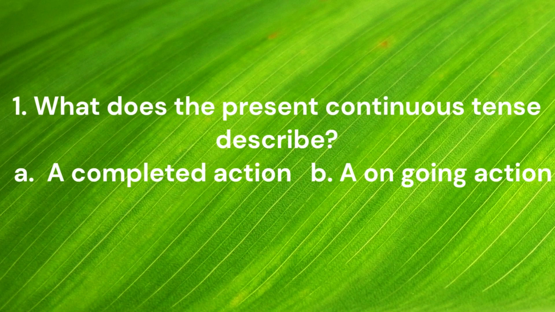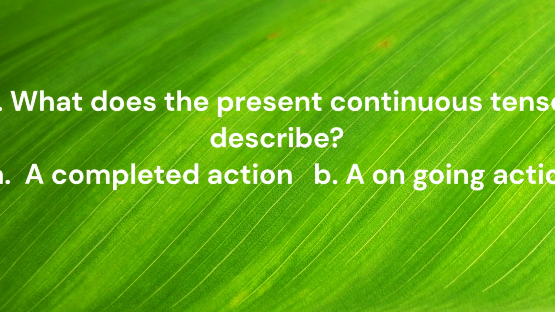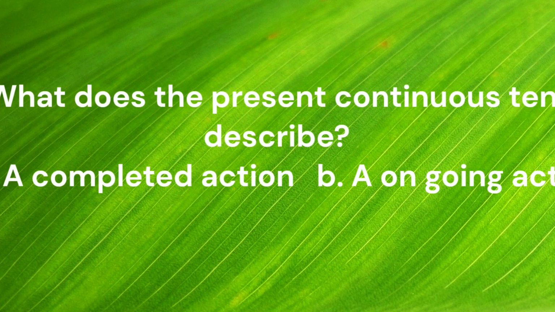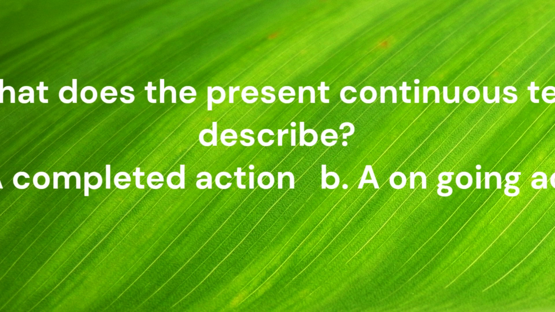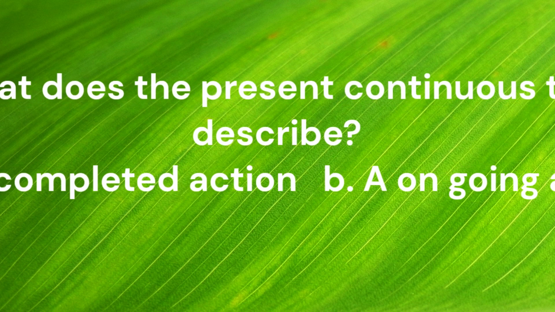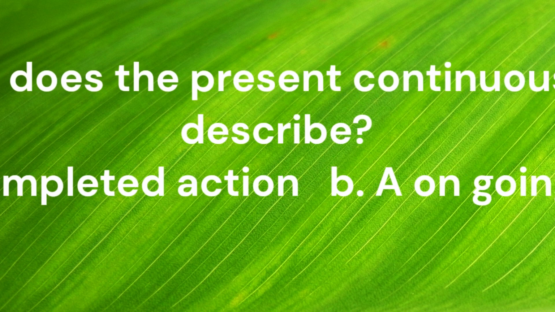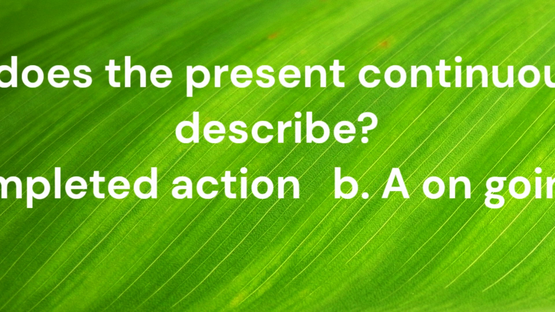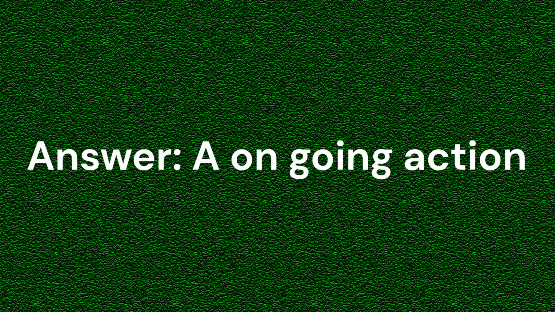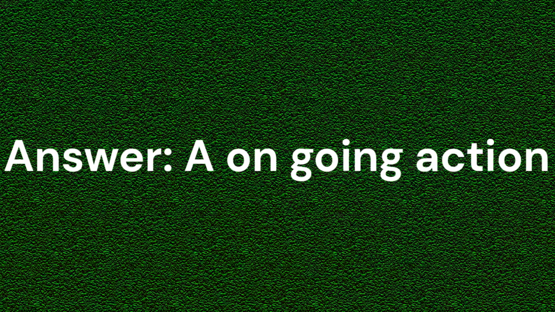The first question is, what does the present continuous tense describe? Option A, completed action. Option B, an ongoing action. The answer is an ongoing action.